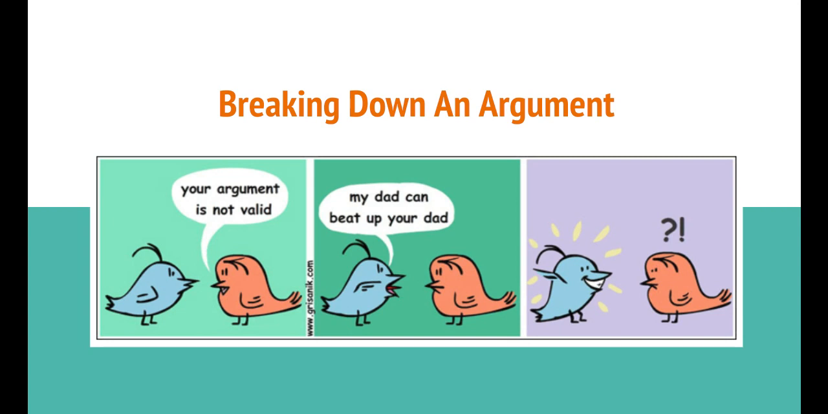Okay, so this cartoon. Can you tell which fallacy is being applied here? The red bird says, "Your argument is not valid." The blue bird says, "My dad can beat up your dad." And then the red bird is like, what just happened? This is a red herring, right? My dad can beat up your dad has nothing to do with the original argument. It's a red herring. And it works, right? Because the red bird is thrown off.